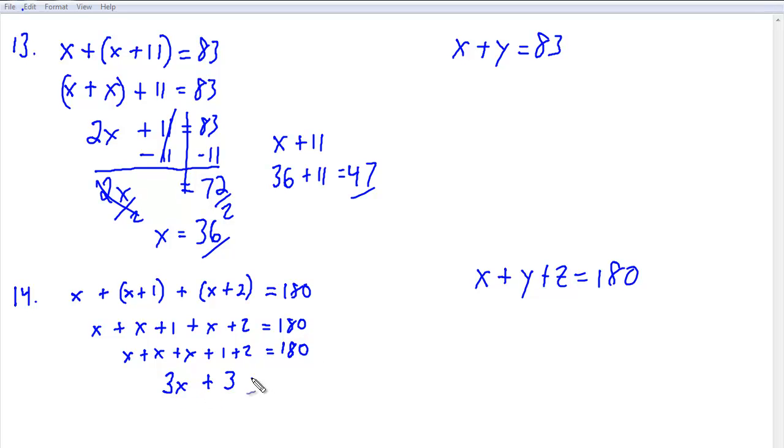So 3x plus 3 is equal to 180 degrees. Now we're going to solve for x. Subtract 3 from both sides. This simplifies to 0. 3x is equal to 177.